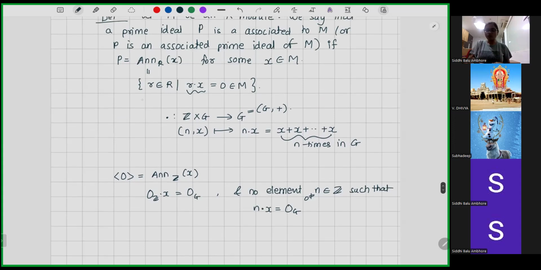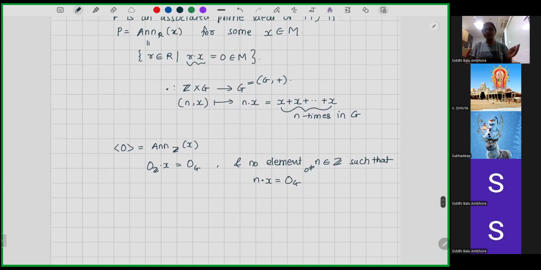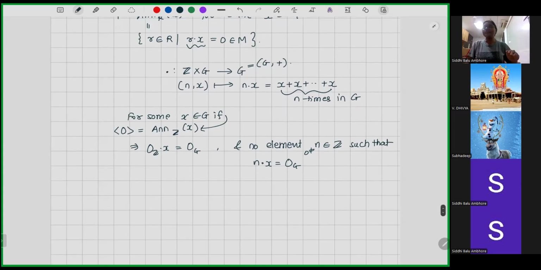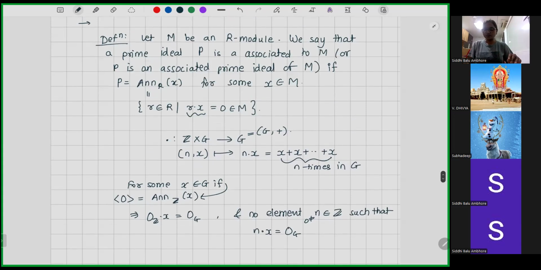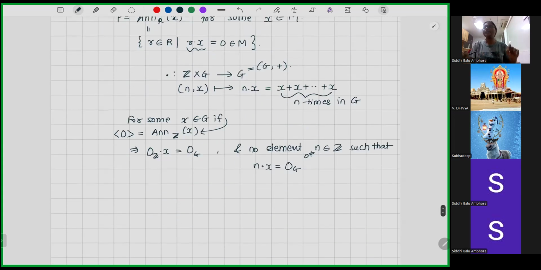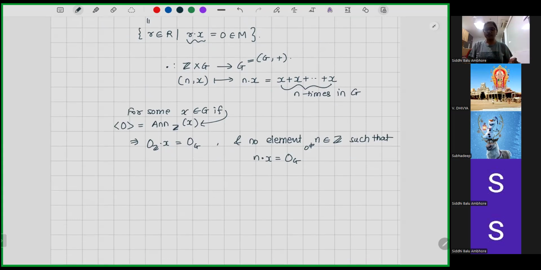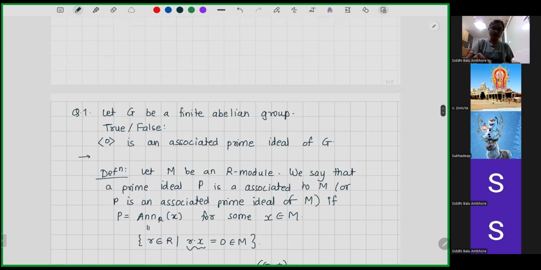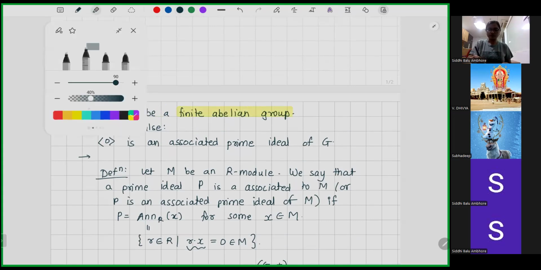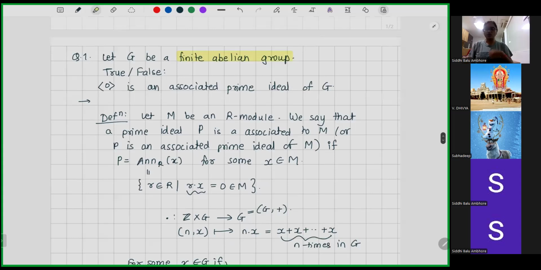This is the collection of all such r. So if there exists some other element which annihilates this x, then this fails. So can we say that 0 is an associated prime? Can you give me an element which is annihilated by only 0? And note that we are in a finite group. Any guess whether this will be true or false?